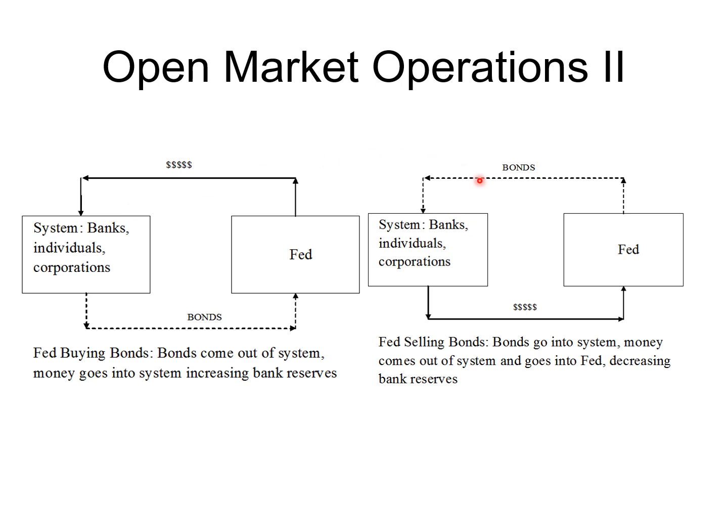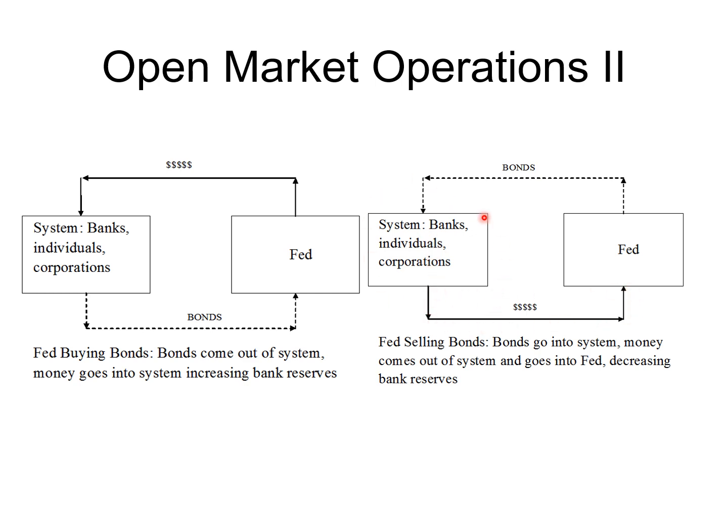Okay, the opposite of this is when the Fed sells bonds. When the Fed sells bonds, they can sell them to banks, individuals, corporations, anybody. Anybody can buy the bond. The bond comes out of the Fed, and in exchange, money is drawn out of the system.